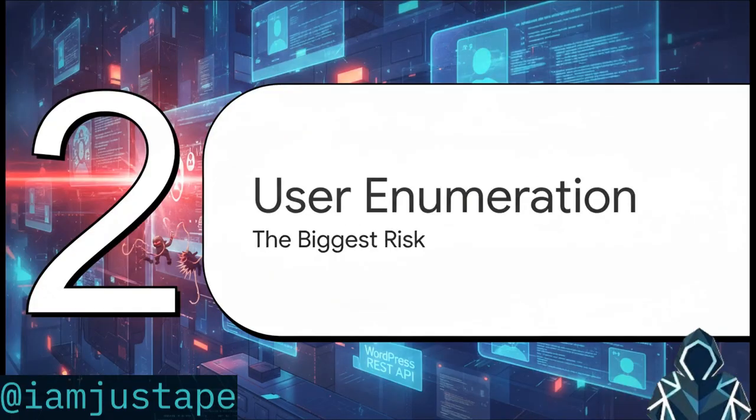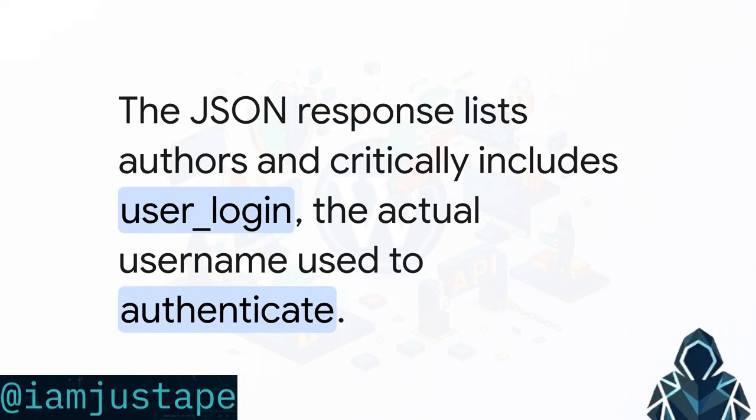Section 3. The user enumeration risk. Here is the crucial point. This is exactly what happens when someone makes a simple GET request to that users endpoint. The JSON response freely hands over a list of users who have published content on your site. And if you look closely at the data returned, there's a highly critical field in there. user_login. That's not a nickname. That is the actual literal username used to authenticate. And since the main admin account on the vast majority of WordPress sites has published at least one post or page, that means the admin's exact login name is publicly enumerable right there, requiring zero authentication.